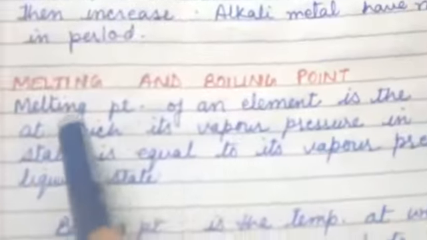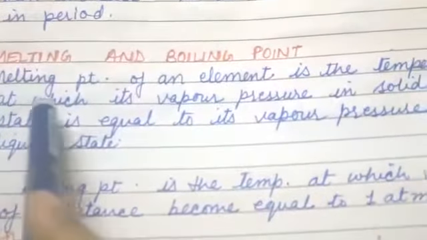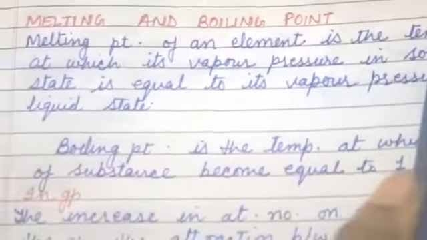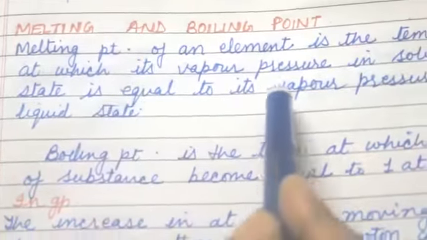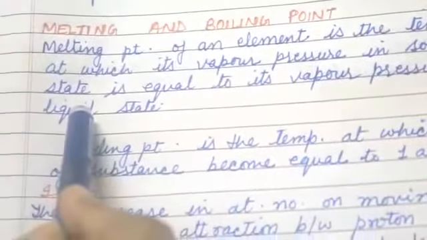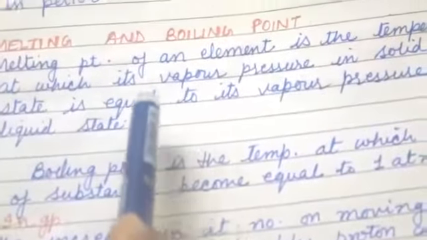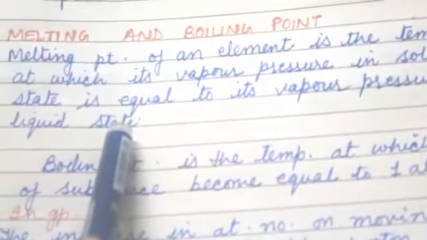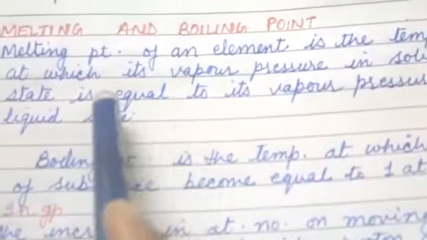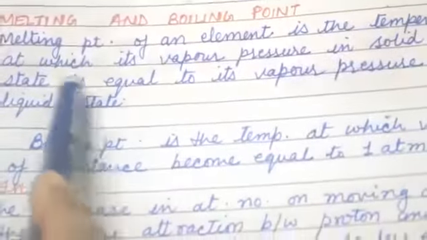Melting and boiling point. The melting point of an element is the temperature at which its vapor pressure in the solid state is equal to its vapor pressure in the liquid state. It means solid changes into liquid. It is the melting point. Just like butter: first it is in the solid state, when we give heat to it, then it becomes liquid. So the vapor pressure of solid goes to the vapor pressure of the liquid.